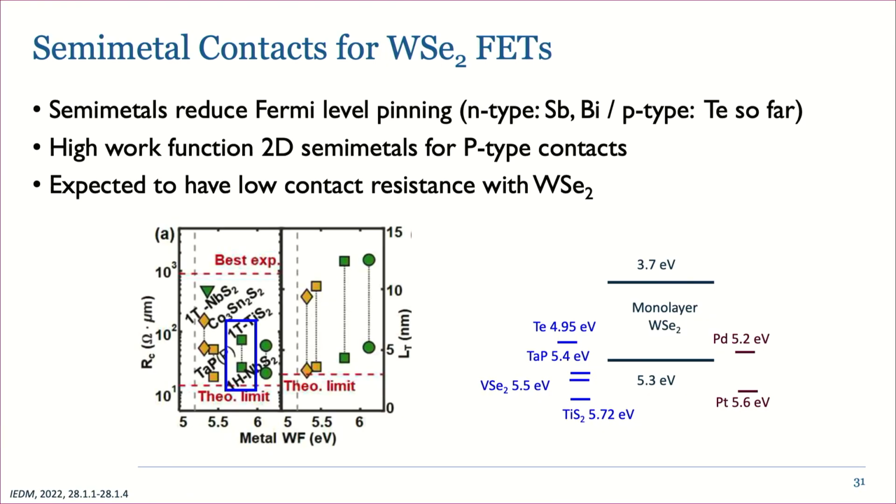So just like semi-metal contacts were useful for N-type materials, they can also be useful for P-type materials. And in particular, some 2D semi-metal contacts such as titanium disulfide, vanadium diselenide, also some bulk semi-metals such as tantalum phosphide.